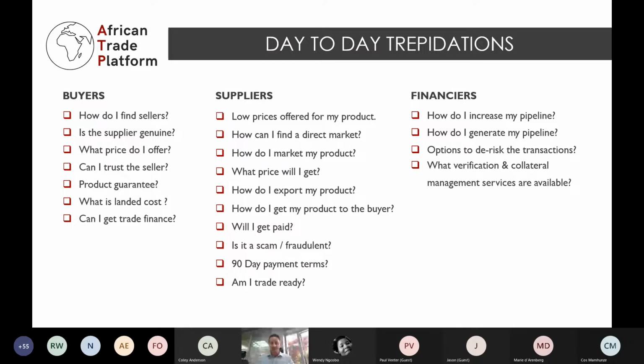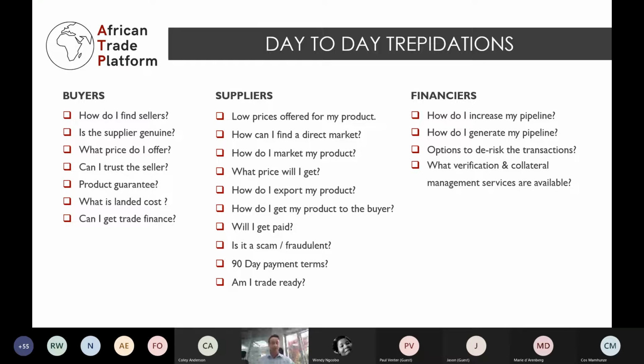So if you take the day-to-day trepidations of any transaction, if you're a buyer sitting in the US, how do I find various sellers of products? I mean, if you take the Northern Cape, where we do quite a large amount of our revenue, mainly to do with iron ore and manganese.